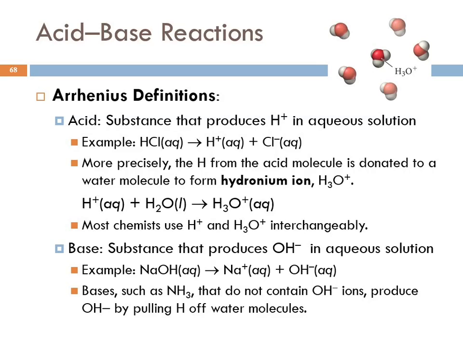One of the definitions of acids and bases is the Arrhenius definition, and this is named after the Swedish scientist who came up with it. An acid is a substance that produces hydrogen ions in aqueous solution. So HCl(aq), we've learned to name that as an acid, right? This is hydrochloric acid. It dissociates to form hydrogen ions and chloride ions.